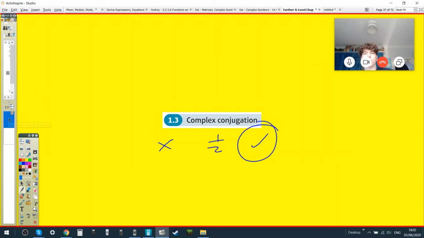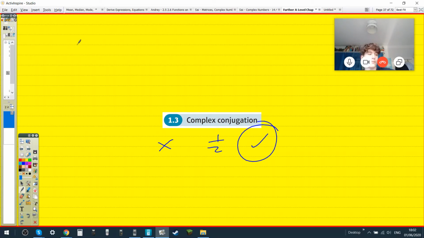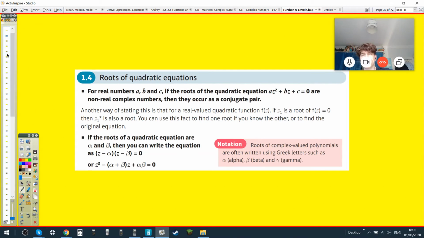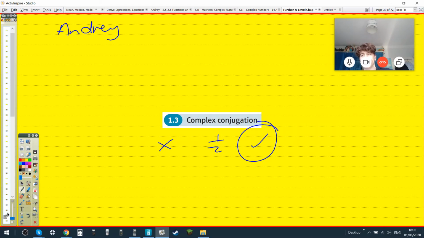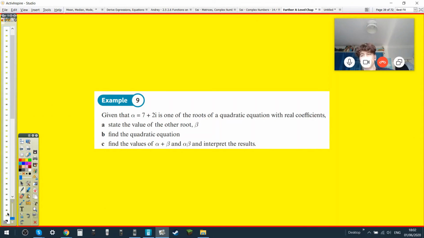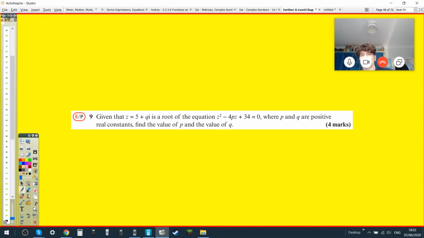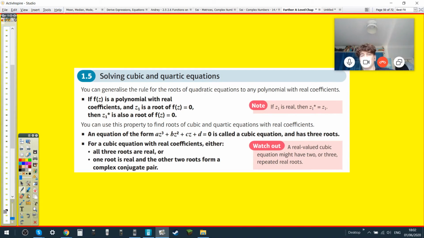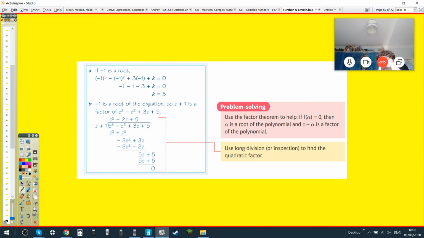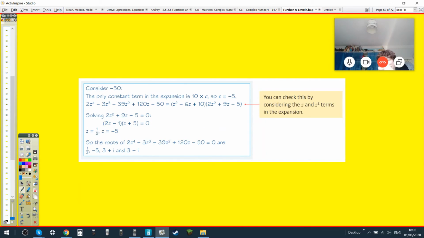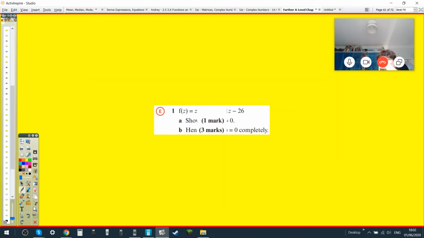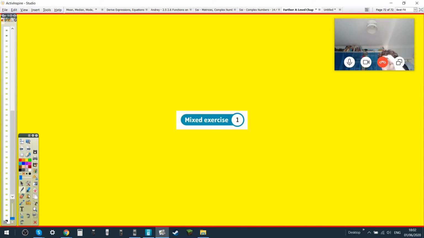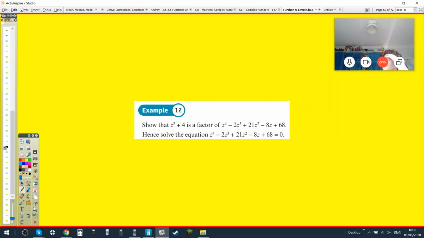So anything in particular you want to do next time, Andre? There's more complex number stuff. Roots of quadratics, and you have to interpret the roots and stuff. Okay. And solving cubics and quartics with imaginary numbers. If we could make a note of doing that.